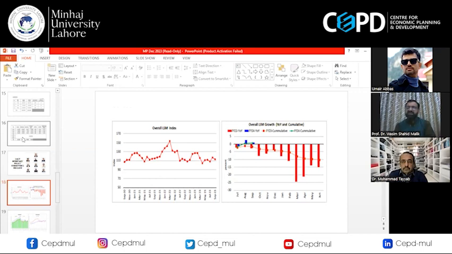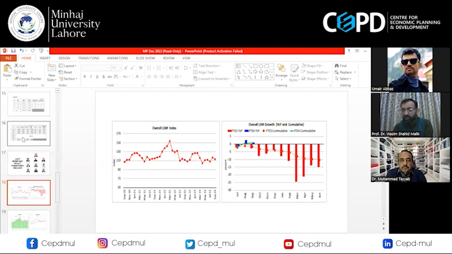These are basically different economic indicators. So whenever the Monetary Policy Committee meets, it discusses the overall economic situation of the country on the basis of which the members decide the policy rate and of course ceiling rate and floor rate. So if we look at the overall LSM index, this is the large scale manufacturing index.